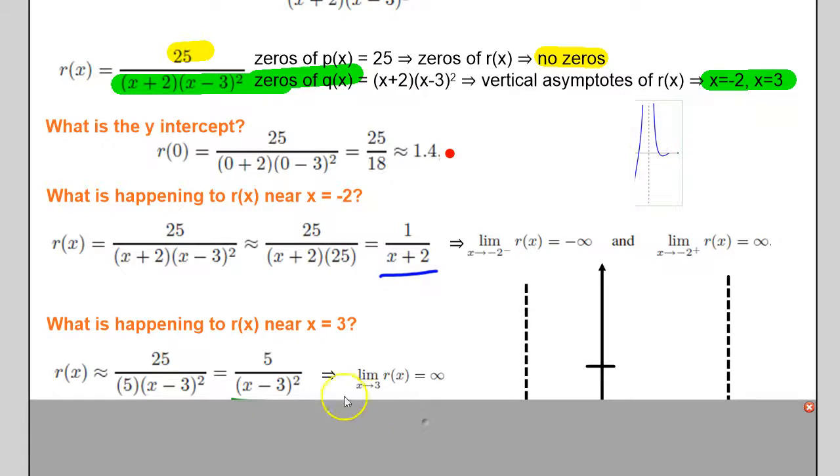Okay, because the denominator is always positive, so as you get closer to 3 on the left and closer to 3 on the right, the output values are going to be positive. Okay?